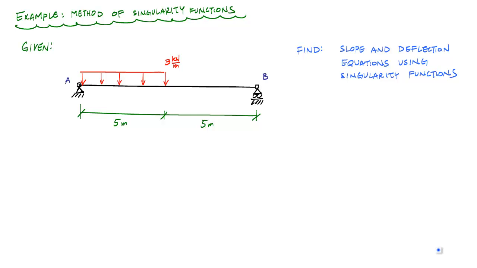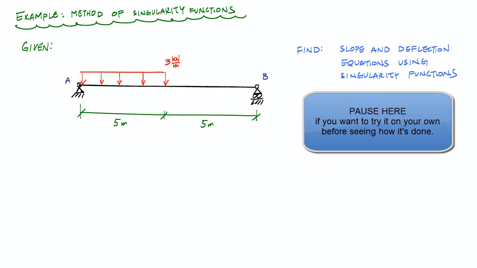In this video, we continue our sequence on mechanics of materials and displacement calculations or deflection equations of beam structures. And in this video, we're going to take a simply supported beam with a uniformly distributed load applied only halfway. And what we want to do is find the slope and deflection equations using our singularity function.